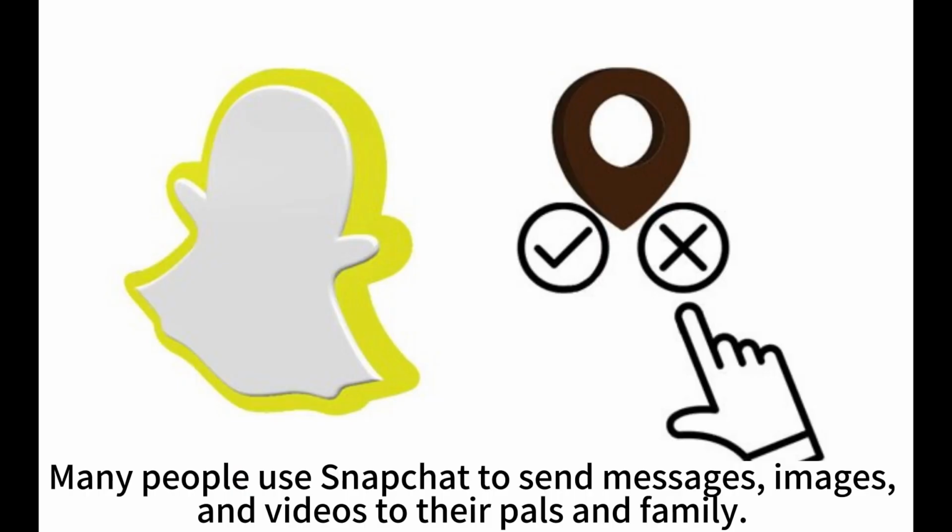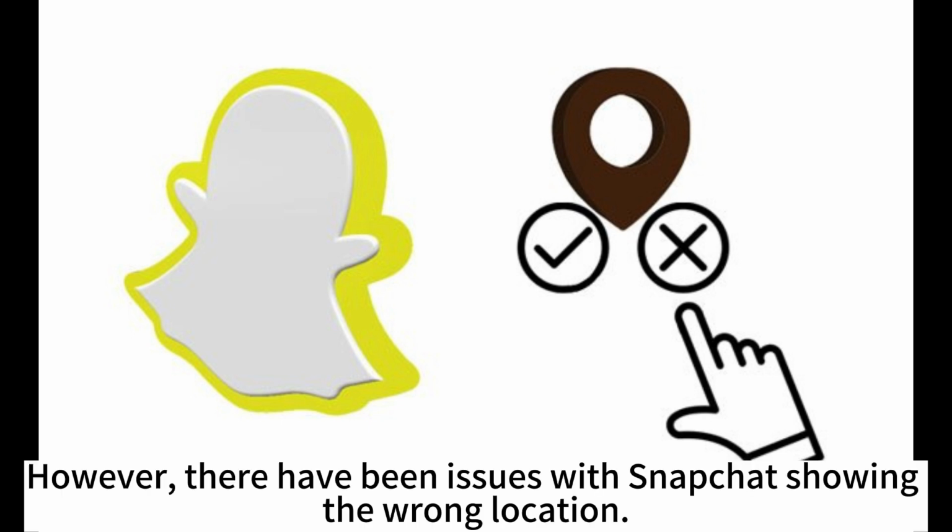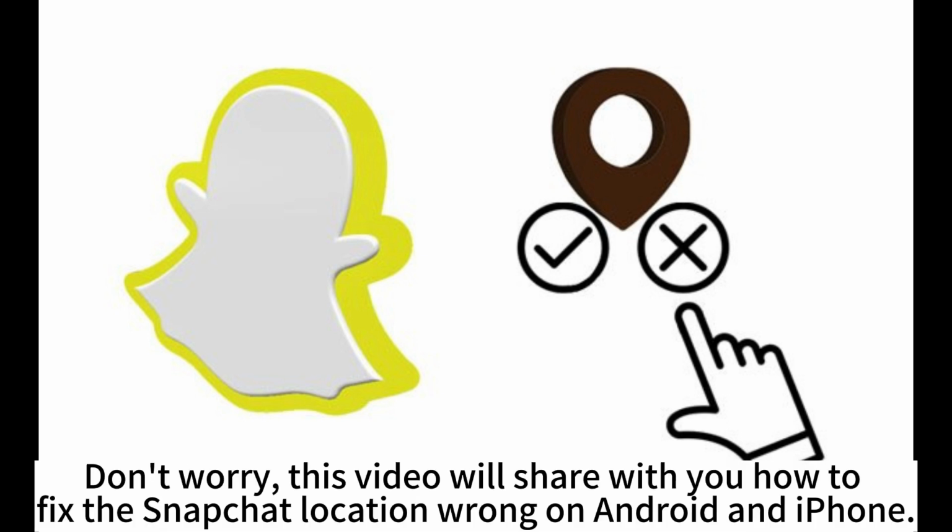Many people use Snapchat to send messages, images, and videos to their pals and family. However, there have been issues with Snapchat showing the wrong location. Don't worry. This video will share with you how to fix the Snapchat location wrong on Android and iPhone.